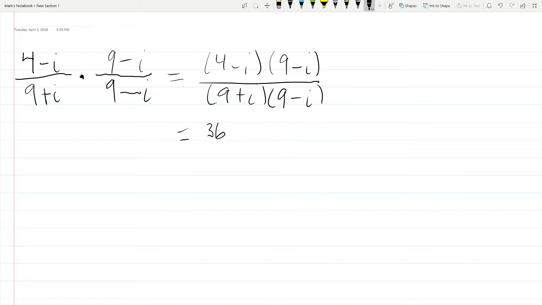Then we have a minus 9i and a minus 4i, which will give us a minus 13i. And then minus i times minus i will give us a plus i squared.